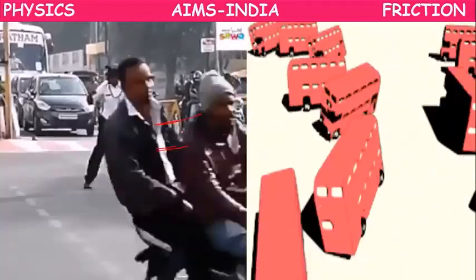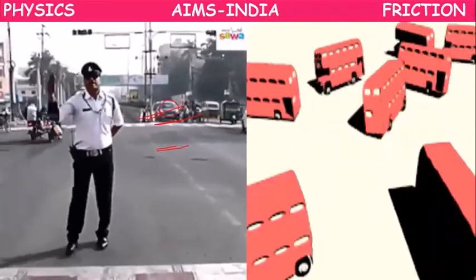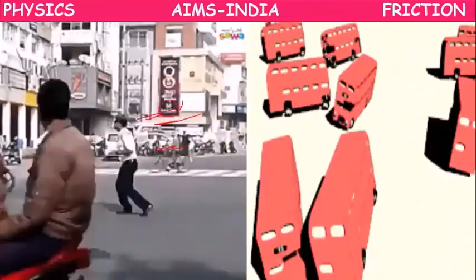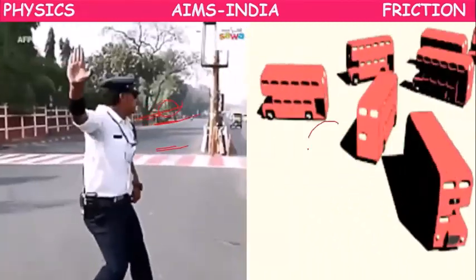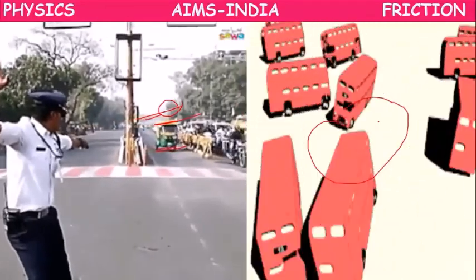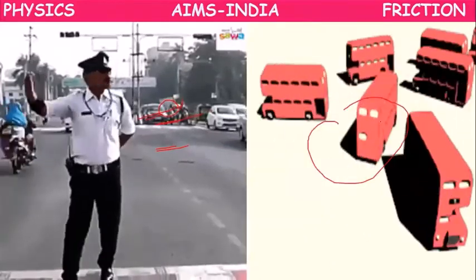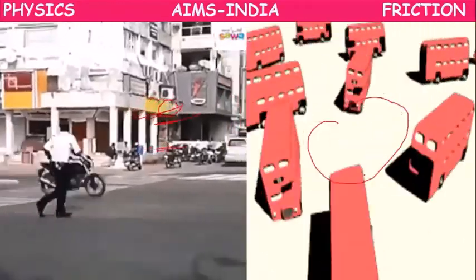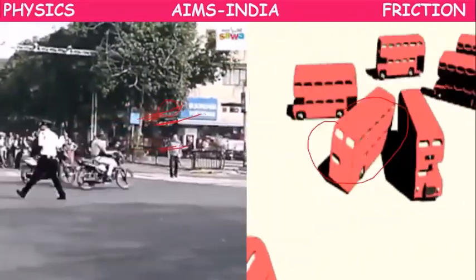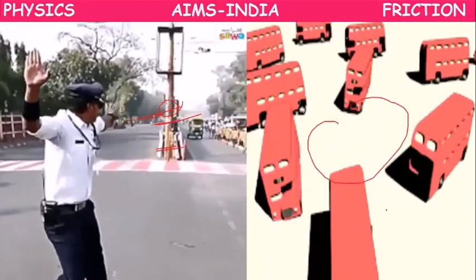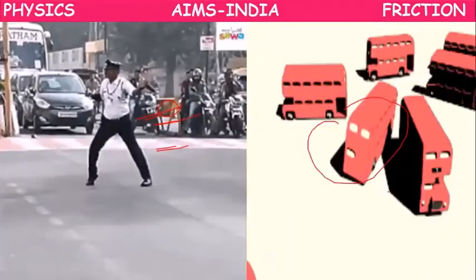So here, a body which is at rest will continue to be at rest until and unless an external force is applied, or a body which is moving continues to be in motion until and unless some external force is applied. See here in the second picture, all the buses are moving in random directions. They are not stopping at all. If there is some force to stop them, then only they will stop. Otherwise, they will keep moving continuously like that.